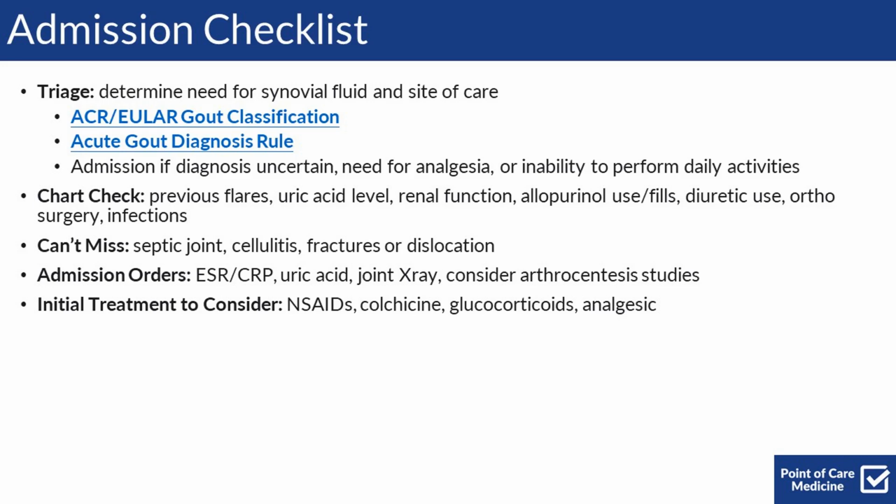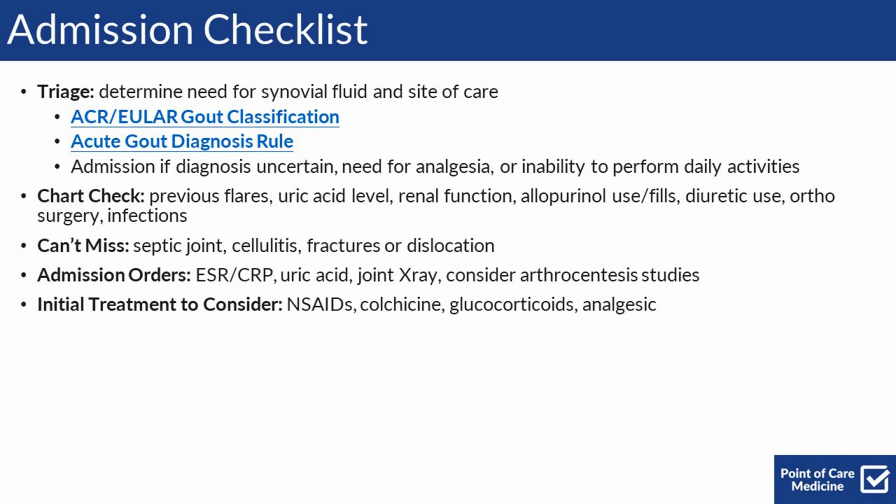For your chart check, look for previous flares, their uric acid level, renal function, allopurinol use or recent fills, diuretic use, any orthopedic surgeries, and any prior infections. Things that you can't miss include septic joint, cellulitis, and fractures or dislocation.